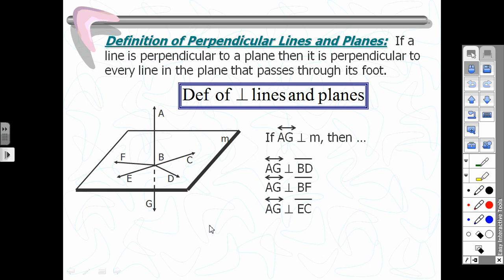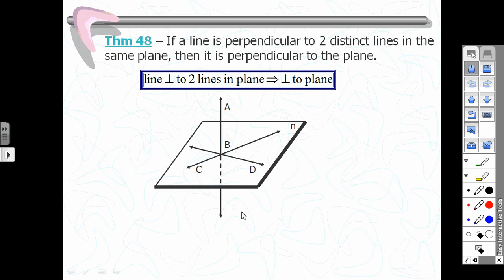So what they did is they kind of reworked the converse into something that's more user-friendly, I guess. And they came up with Theorem 48, which says that if a line is perpendicular to only two distinct lines in the same plane, then it is perpendicular to the plane. So it cuts out the whole every line and reduces it down to just two lines. Okay, so when we go to write this in a proof, it says a line perpendicular to two lines in a plane implies perpendicular to the plane.